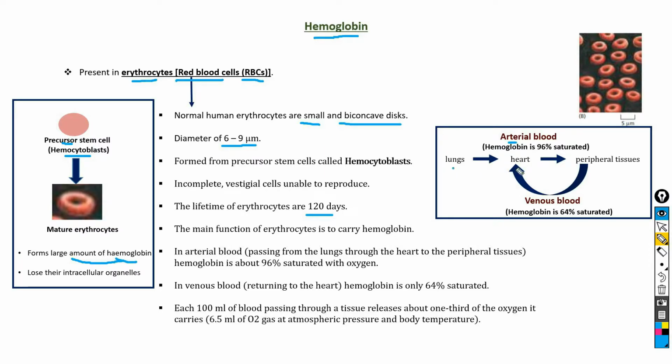Arterial blood passes from the lungs to peripheral tissue via the heart, whereas venous blood returns to the heart from peripheral tissue. In arterial blood, hemoglobin is 96% saturated with oxygen, whereas in venous blood, hemoglobin is 64% saturated with oxygen. Therefore, each 100 ml of blood passing through the tissue releases about 1/3 of the oxygen that hemoglobin carries, which is about 6.5 ml of oxygen gas at atmospheric pressure and body temperature.